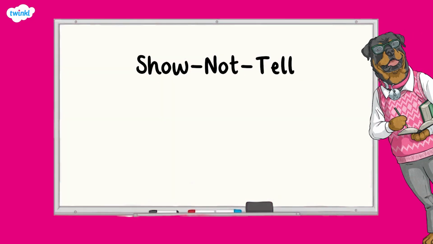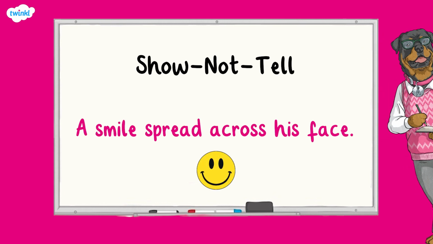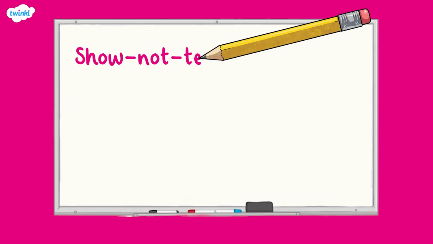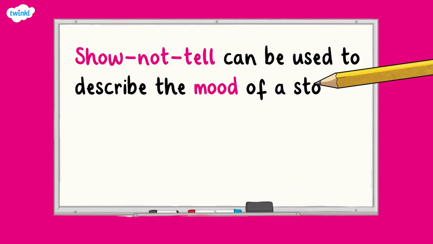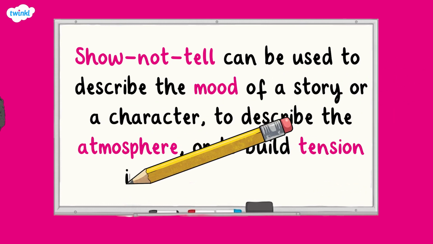This means that they're showing you that something is happening without specifically telling you that it is happening. For example, a text might say, "A smile spread across his face." This shows us that the character is feeling happy without telling us that the character is feeling happy. Show not tell can be used to describe the mood of a story or a character, to describe the atmosphere, or to build tension in a piece of writing.